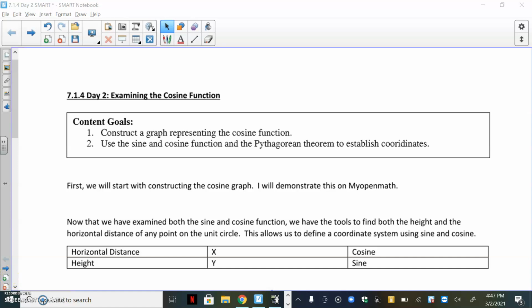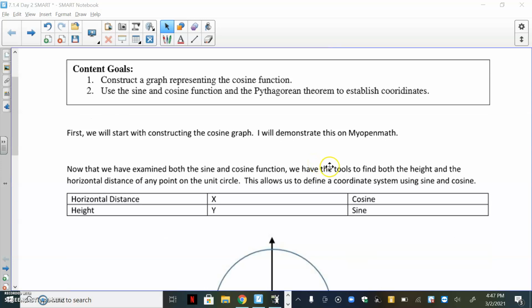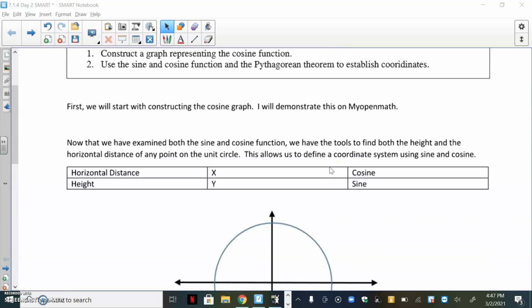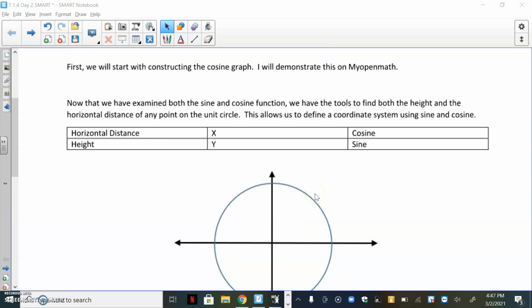We are going to now start looking further into the unit circle and start looking at coordinates, as well as using the Pythagorean theorem to find coordinates. And that will make a lot more sense as we get into this a little more. For the cosine graph, I already talked about that a little bit in class, so I won't do that right now. We're just going to go straight to the coordinates.